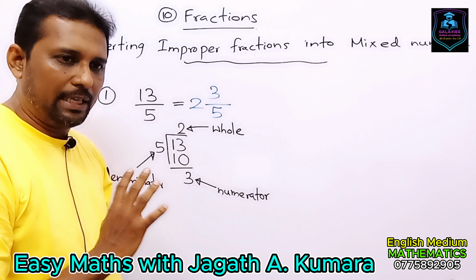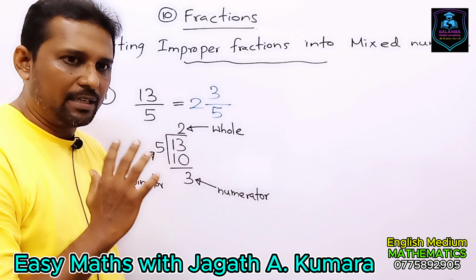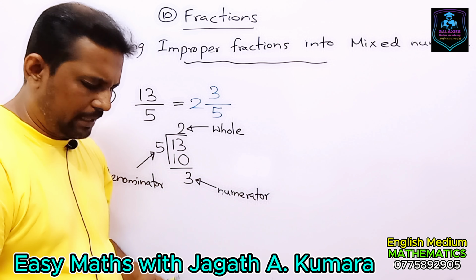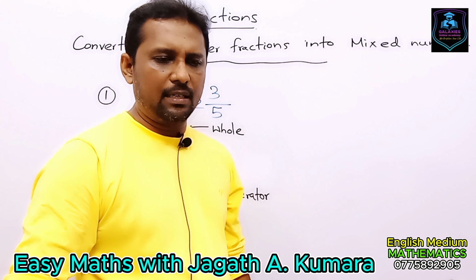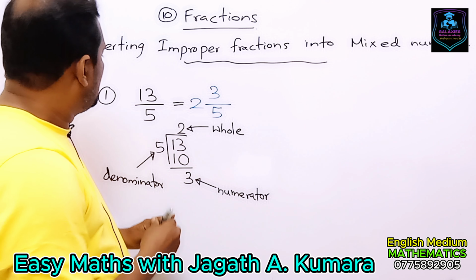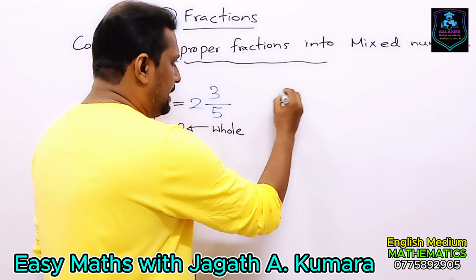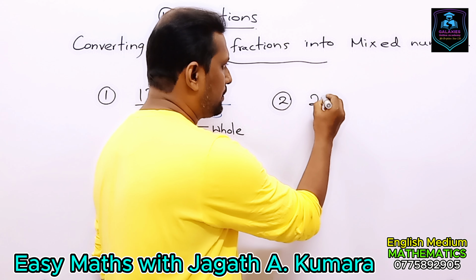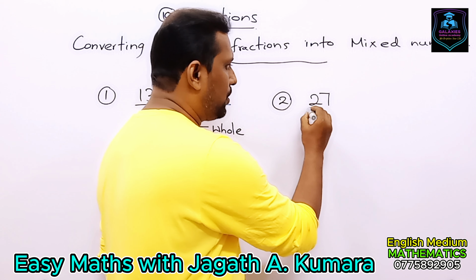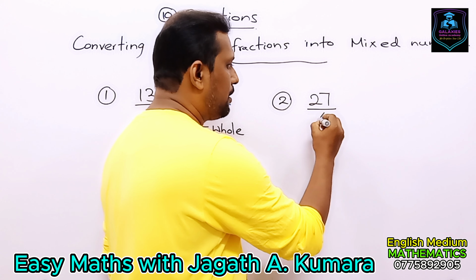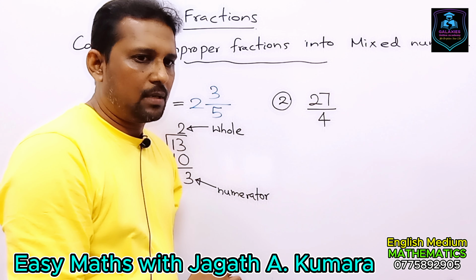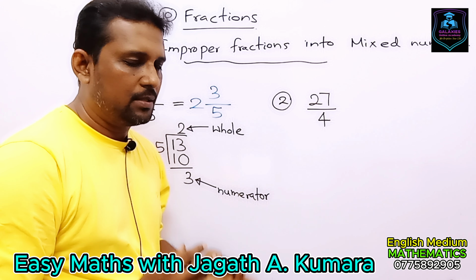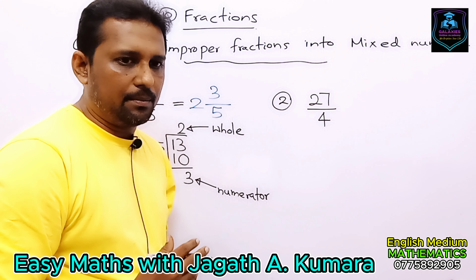Are you clear on how to convert improper fractions into mixed numbers? Let's discuss another example. After that, you can note it down. Look at the second example. 27/4. It is an improper fraction. We want to convert it into a mixed number. So what do you have to do?